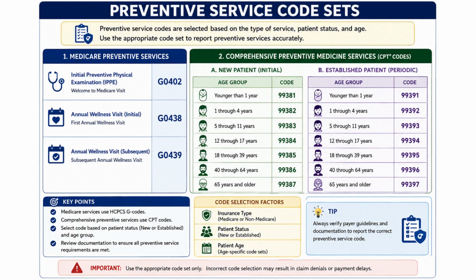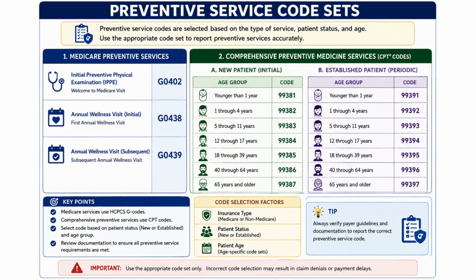Now let's understand the preventive service code sets used in medical coding. Preventive services are divided into two major categories: Medicare Preventive Services and Comprehensive Preventive Medicine Services. For Medicare, three common HCPCS codes are used: G0402 for the initial preventive physical examination, also called the Welcome to Medicare visit; G0438 for the initial annual wellness visit; G0439 for subsequent annual wellness visits. For non-Medicare patients, preventive medicine services are reported using CPT codes.